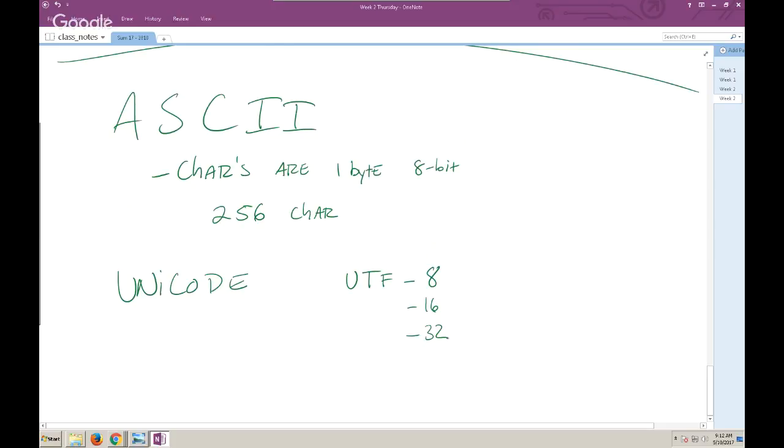Yep. This is the size of a character. So in UTF-8, how big is each character? 1 byte, right? It's 8 bits, okay? In UTF-16... where'd the 32 go? Did you guys just watch that thing disappear?